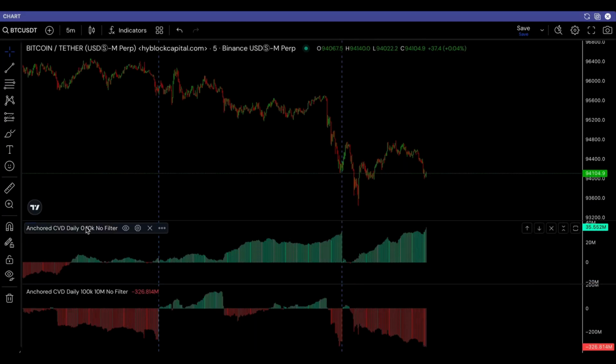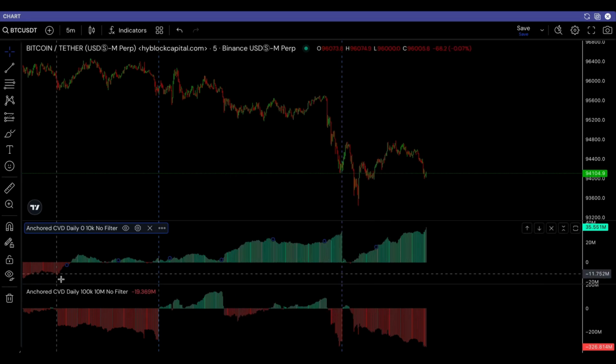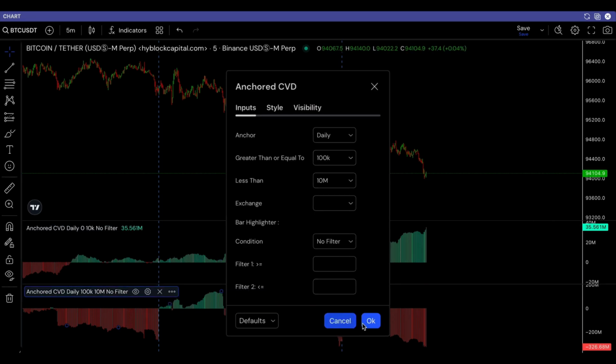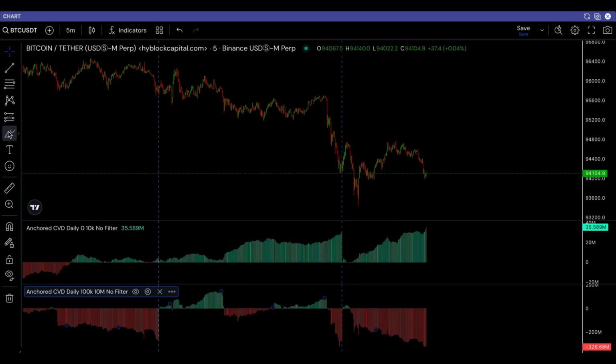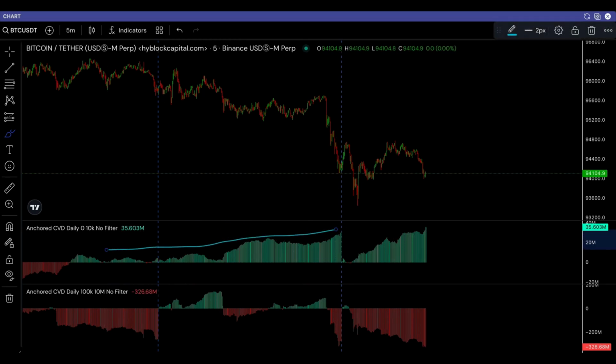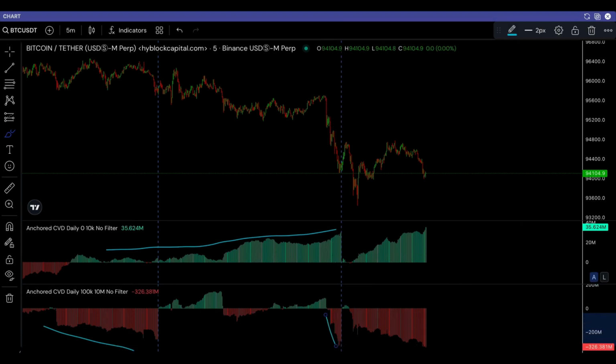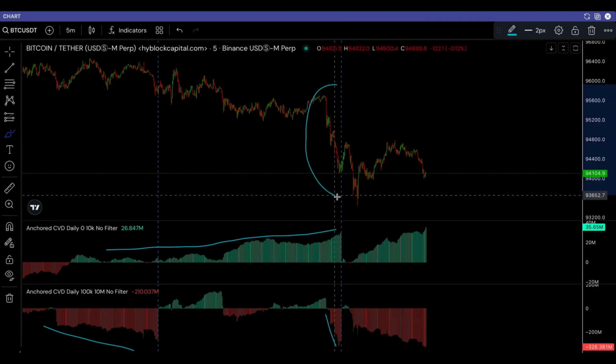Let's filter the CVD by trade sizes. 0 to 10K as retail traders. 100K to 10M as whales or institutional traders. Here's what we see. Retail traders showed aggressive buying even as the price was retracing. Whales, on the other hand, were heavily selling. What happened next? The institutional traders won.